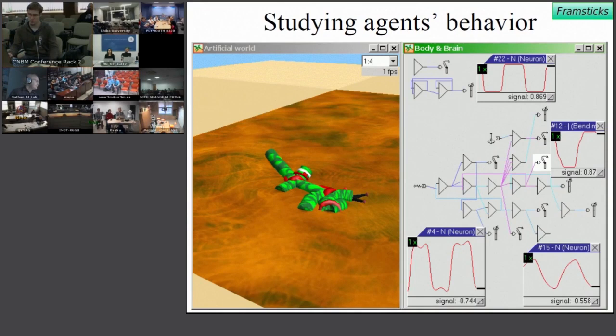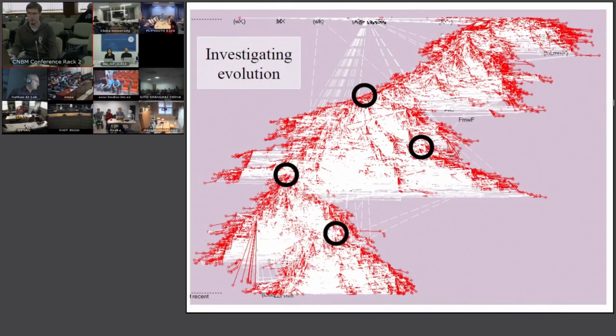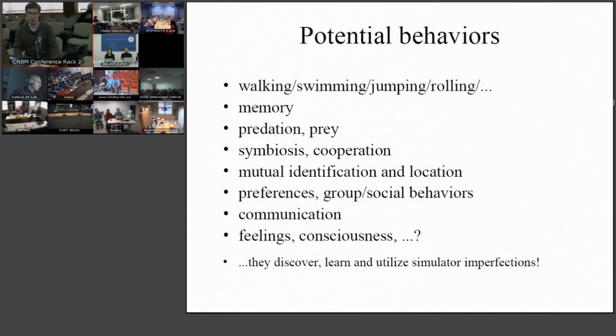We can also investigate evolution. Here we have a tree that describes the process of evolution of some population. Red lines are mutations, white lines are crossover operators, and as we can see, there are four big breakthrough points. We can call them milestones, where something big happened in evolution. So this is another way we can use the software. There are many potential behaviors that Framsticks can show, starting from simple ones like walking, swimming, jumping, and rolling, through more and more complex ones like memory, communication, even maybe in future feelings and consciousness. Right now it may be quite far-fetched, but in the future it may be possible.